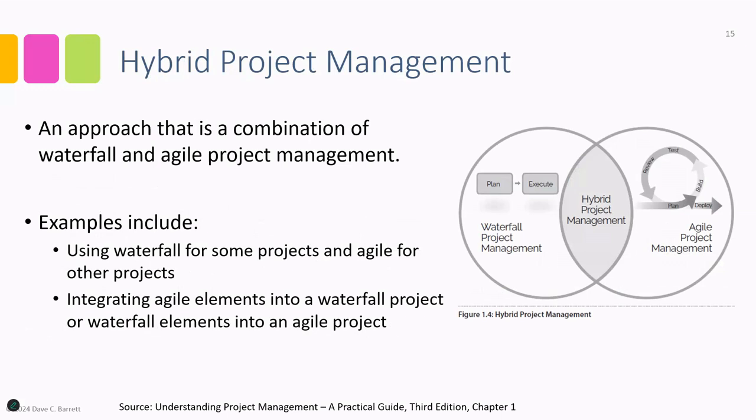Some possible examples: using waterfall within an organization for some projects and agile for others. That would be a hybrid environment. Or another example would be to integrate elements from the agile approaches into a waterfall project, or vice versa, to integrate some waterfall elements into an agile delivery project. Okay, so this is hybrid project management.